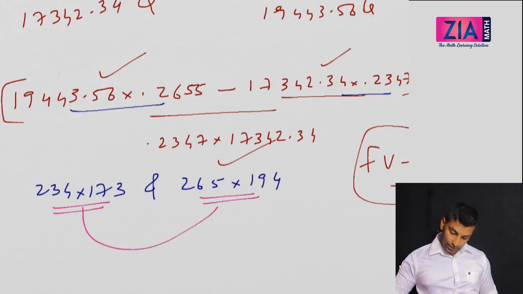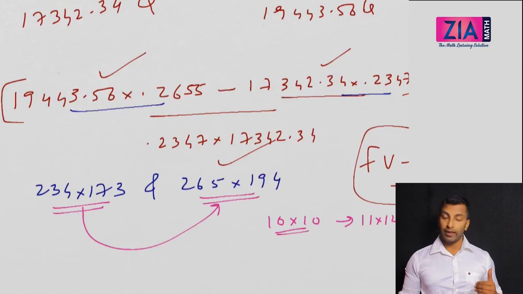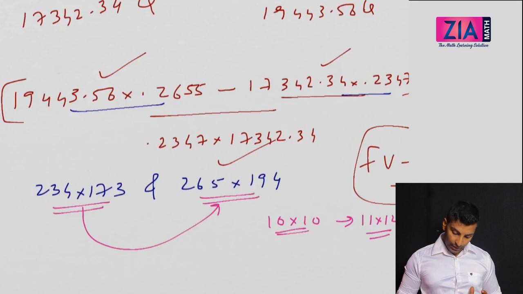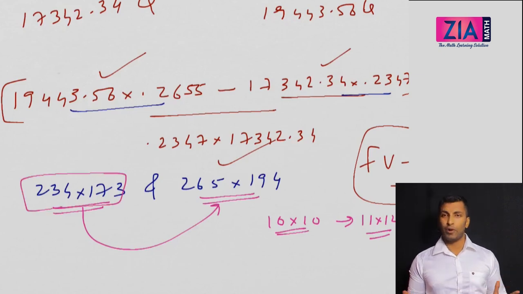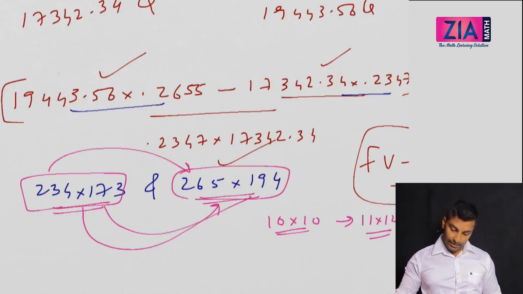The first case changed to the second case. Isn't it similar to 10 into 10 being the first case and 11 into 12 being the second case? Because this was the first case of a product, this was the second case, and in the product there was a change, right? So first we have this product. We don't know what that product is. We are not interested in the calculation also, but that product is changed like this. There is a change in this, there is a change in this.